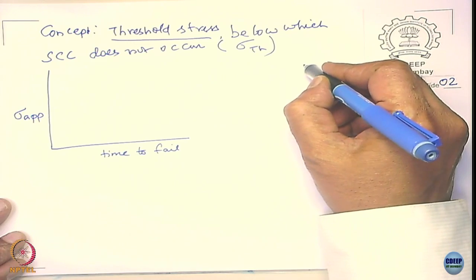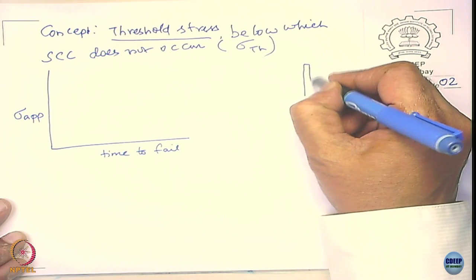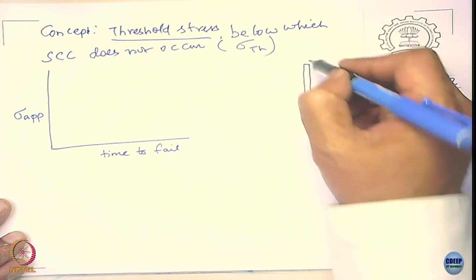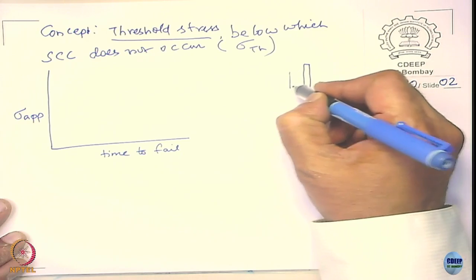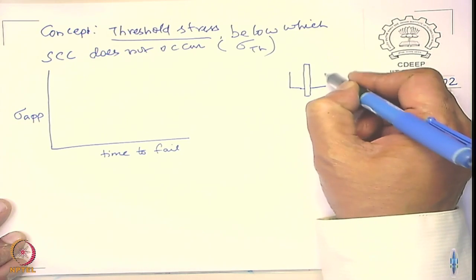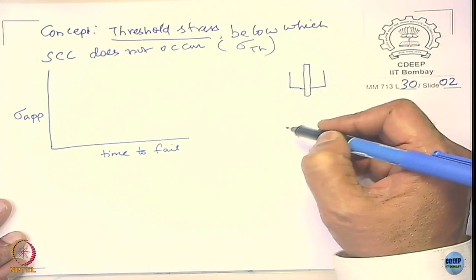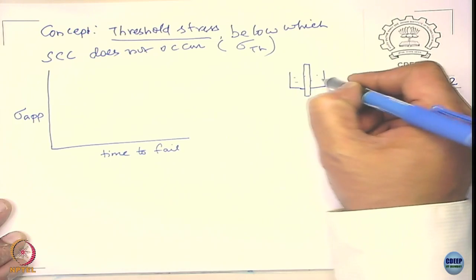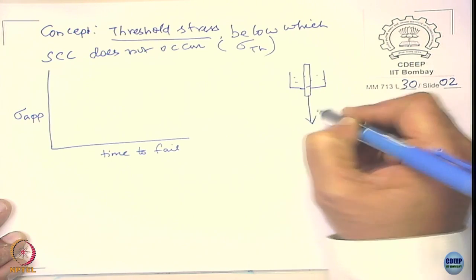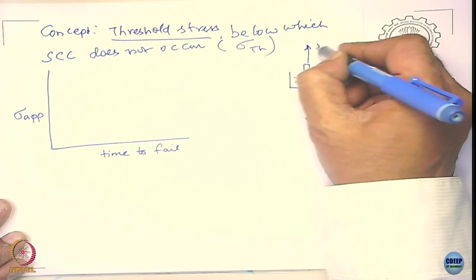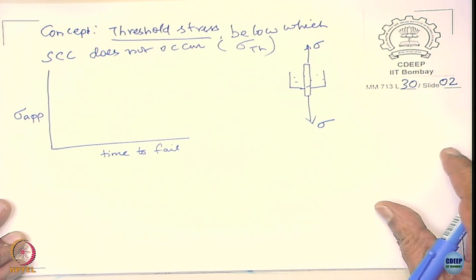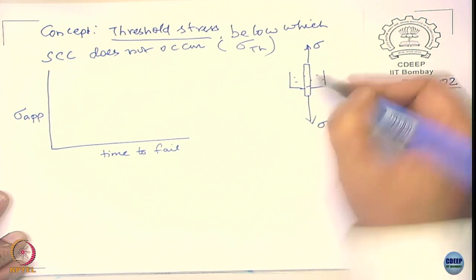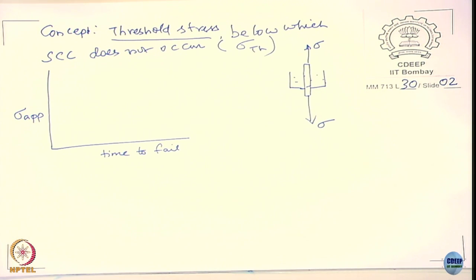I can take a tensile sample and I enclose it in the cell. I can take the environment here, I can apply stress on the sample, right? This is the environment here, and I can find out the time to failure. Simple test, okay, you can do.